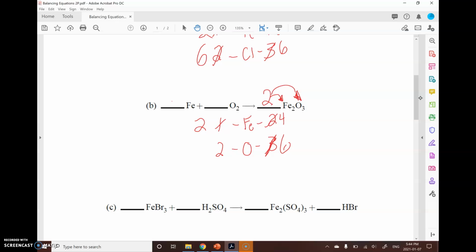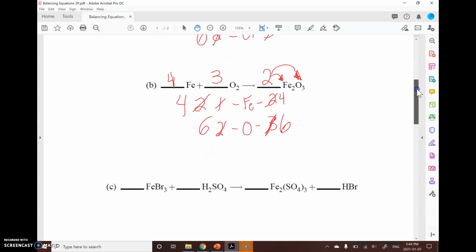In order to get 4 irons, I need to put a 4 here. And by putting a 4 there, now I have 4 irons. And what's left is the oxygen. So since I have 6, I need a number here so I can multiply the 2 to get 6, which is going to be 3. And then I have a 6 there and a 6 here. Now everything is balanced. And that's it.